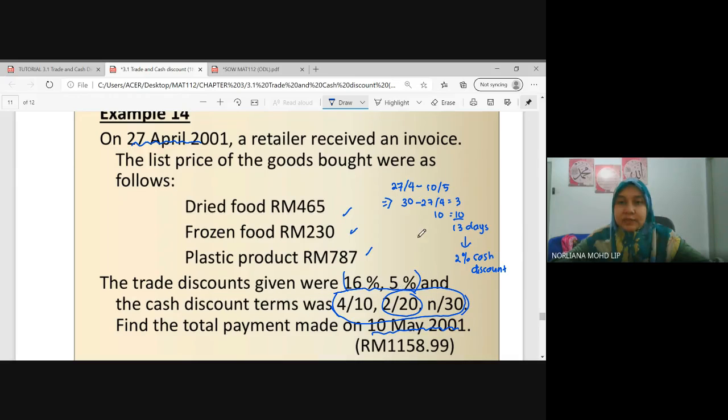Dapat 2% sebab dia bayar hari ke-13. Hari ke-13 ni lah termasuk dalam ni. Ni hari pertama sampai hari ke-10 4%. Jadi hari ke-11 sampai hari ke-20 2%. Dia bayar hari ke-13 kan. Ha, termasuk dalam ni lah 2%. Okay, dah tahu 2% masukkan je.